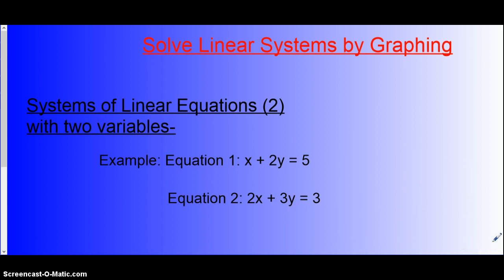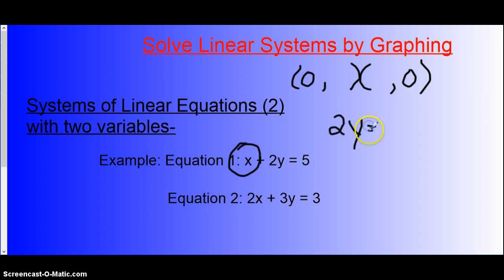The other option that you could do is to set 0 for your x and solve for y, and set y to 0 and solve for x. You did this on your last assessment. So if x is set to 0, that leaves us a positive 2y is equal to 5, and we know when we do 2y equals 5, we end up with y equals 2.5, which is what we had when we were solving our last problem.